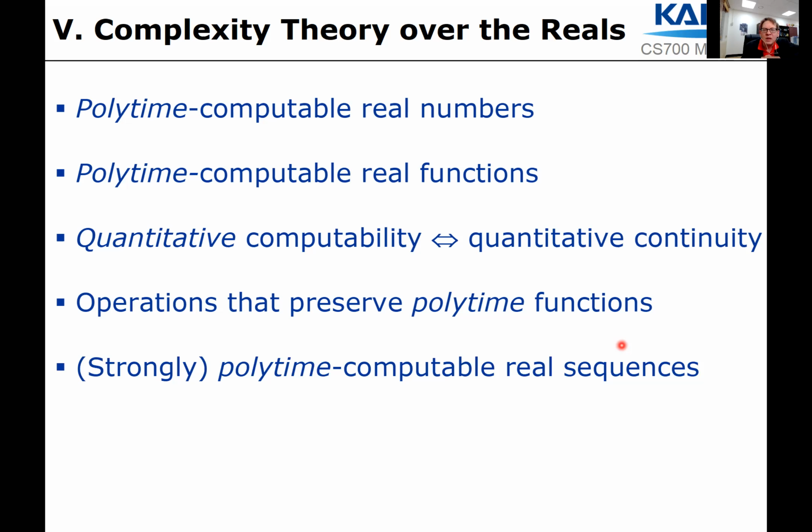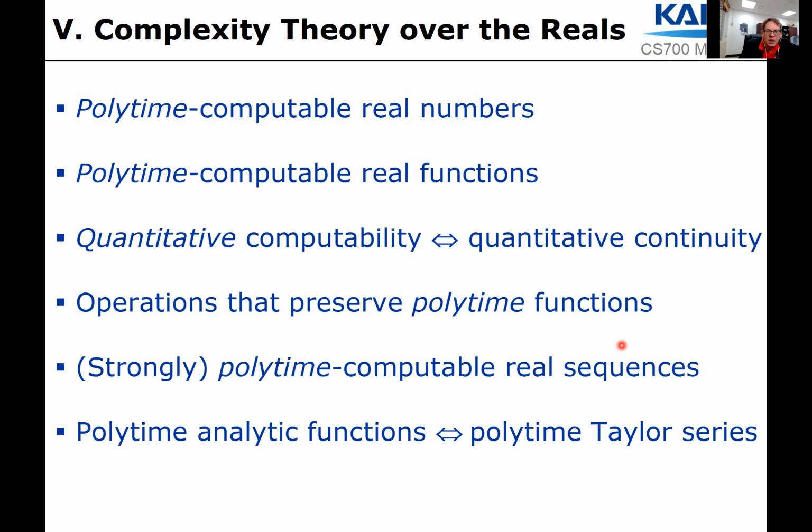And then we would discuss two notions of polynomial time computability for real sequences. The first notion, where the sequence index is given in binary, and the other notion where the sequence index is given in unary.